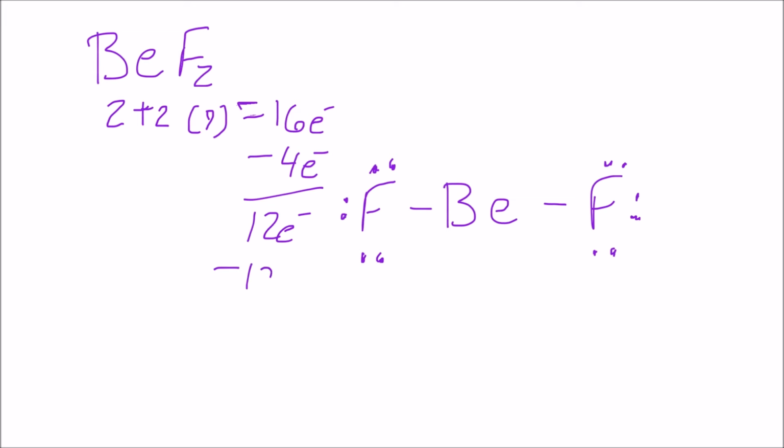Okay, so we used up our last 12 electrons, and we don't have any more electrons left. Now we need to check the octet rule. This fluorine has 2, 4, 6, 8, and this one looks just like that one does, so I know it has 8. Beryllium has 2, 4. It does not have 8 electrons.